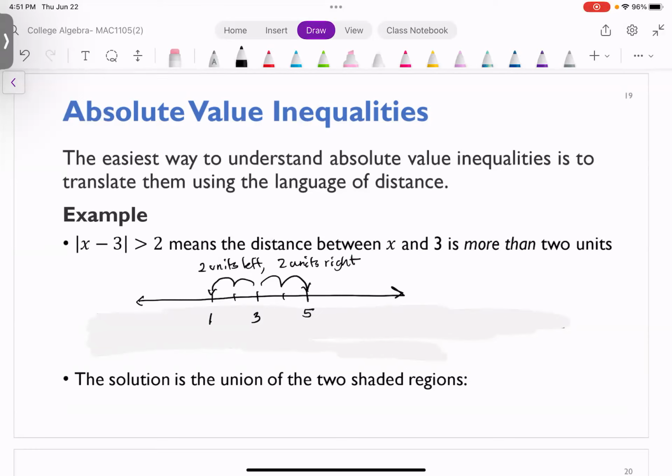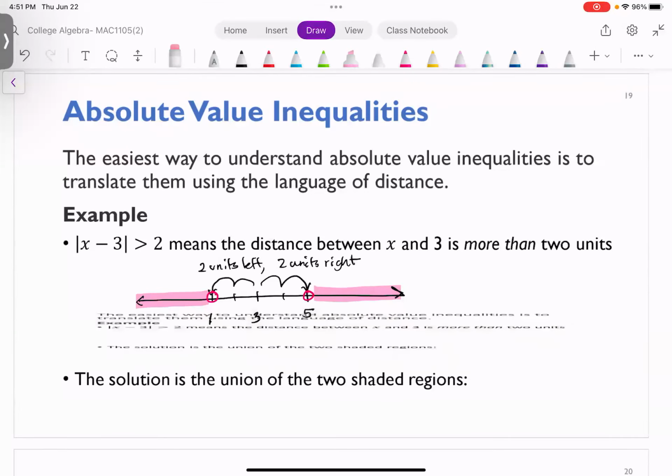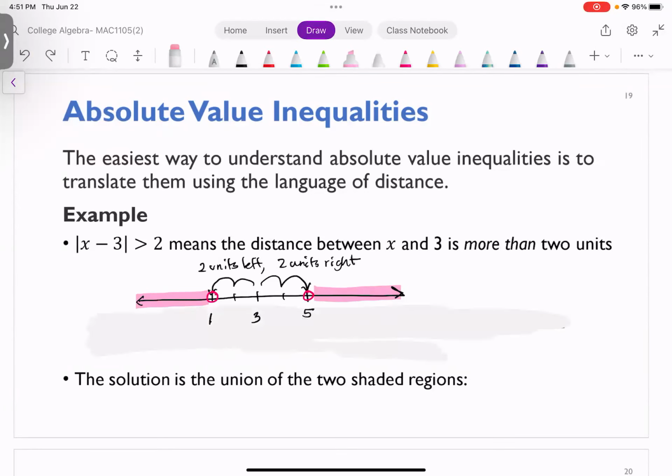So what I want to do is shade my number line to recognize all of the points that are more than 2 units away from 3. So all of these points here, this tells us that I have a solution that is a set of intervals. That's how I'm going to write my answers. I have that x is less than 1, or on the right, I have x is greater than 5.